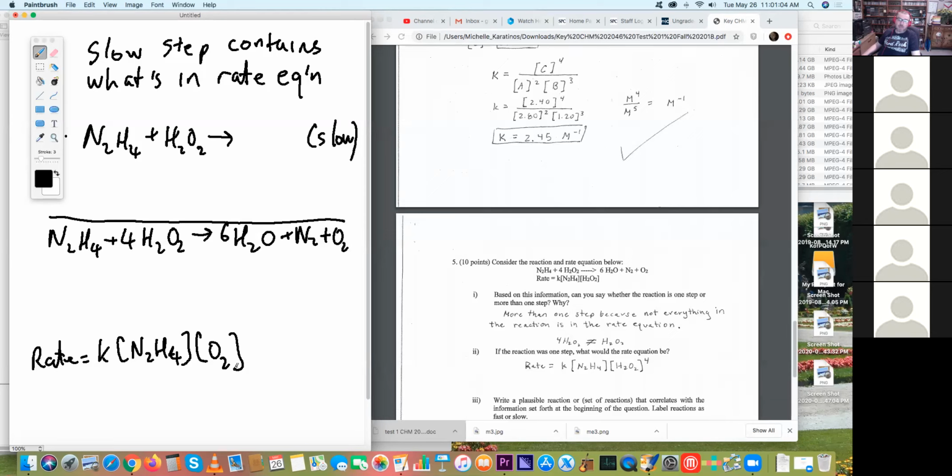And it has to come from a previous step. Where did it come from? Probably a molecule of H2O2, if I had to guess. It certainly couldn't have come from the N2H4. So that's an example of what would happen if the slow step was not the first step. And then you would have to figure out, well, where did that come from?